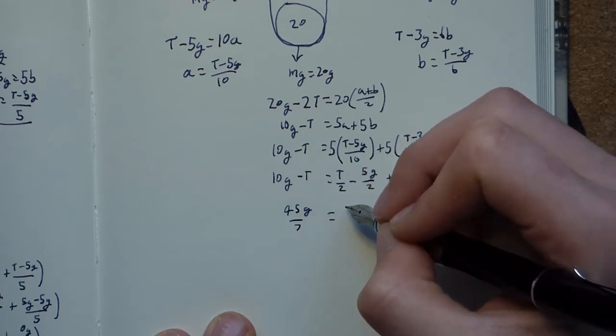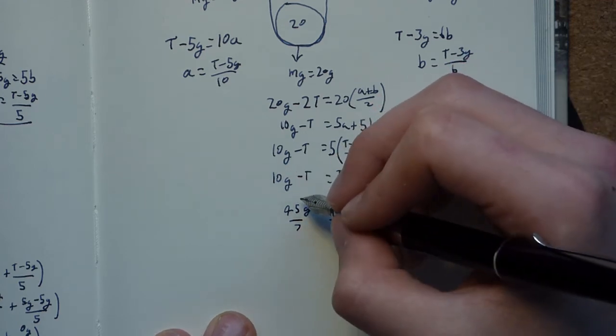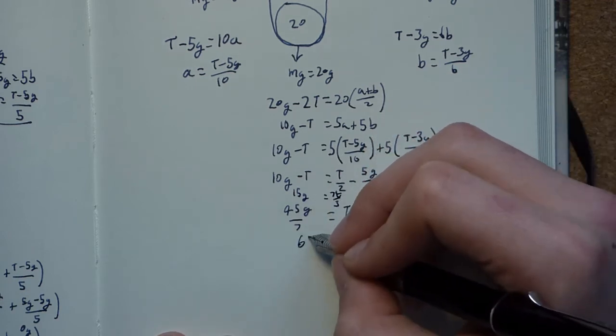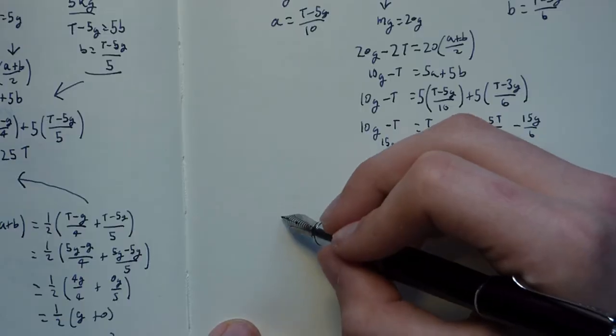Actually, I skipped a step there. It's going to be 15g is equal to 7T over 3 when you bring them across. So you can just multiply by 3, divide by 7 to find T on its own, and then you find T is equal to 63 newtons.